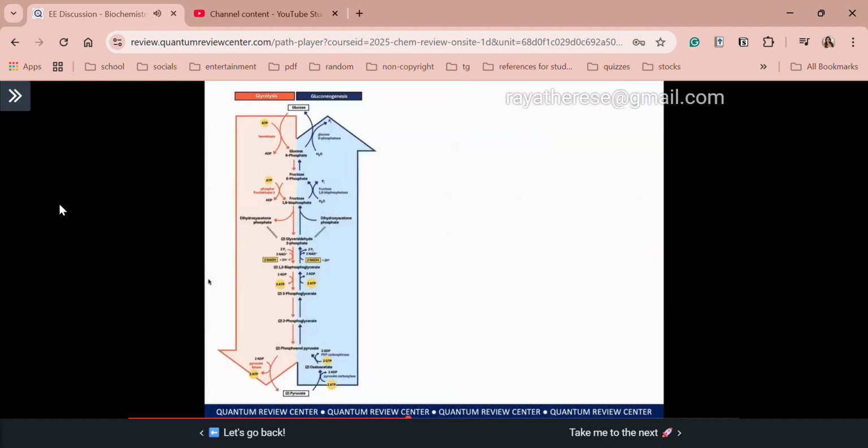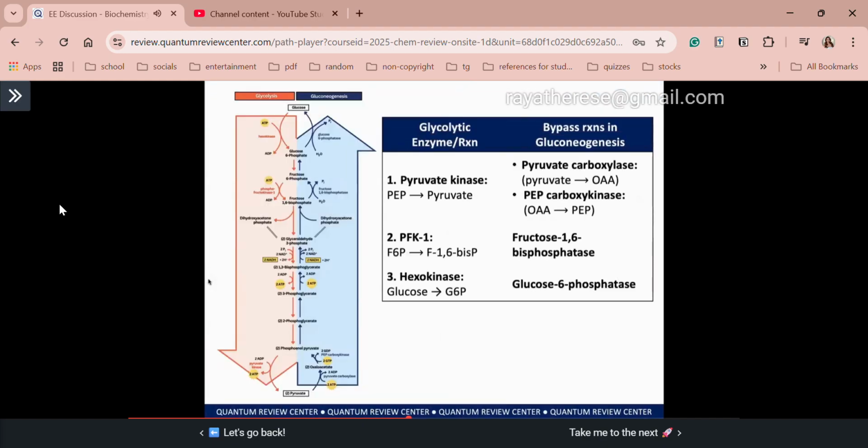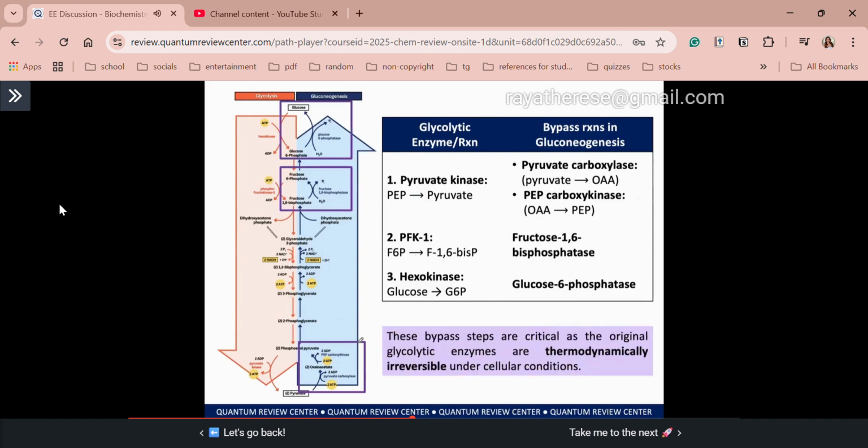Or class, remember, again, our gluconeogenic pathway and the bypass reactions. We have pyruvate carboxylase and pep carboxykinase for the first glycolytic enzyme bypass reaction. We have your fructose 1,6-bisphosphatase, the committed step of gluconeogenesis, and of course, your bypass enzyme here in your glycolytic pathway is PFK1. And lastly, glucose 6-phosphatase to bypass the hexokinase reaction. Okay, so again class, ayan ang reactions in your gluconeogenic pathway. They are thermodynamically irreversible. Clear? Ayan, can we proceed with our next item?